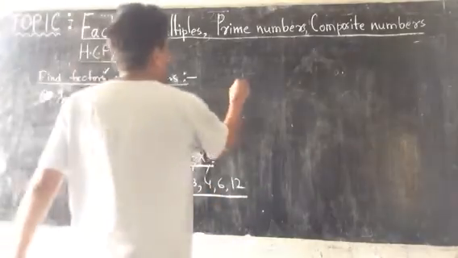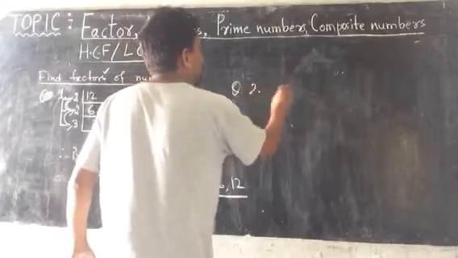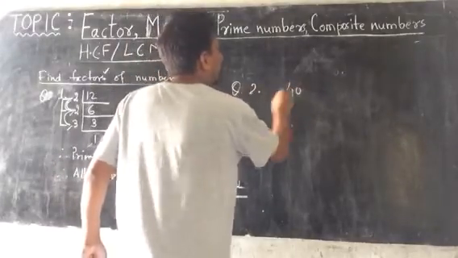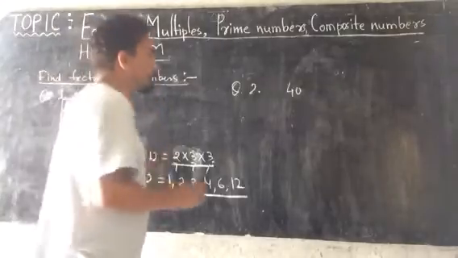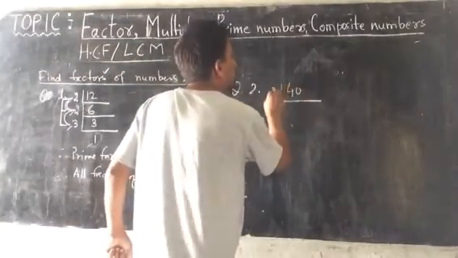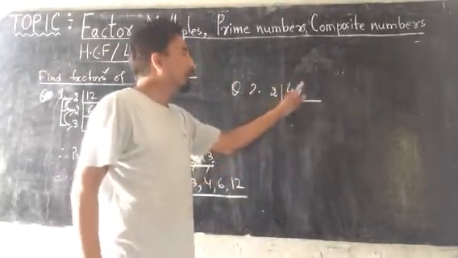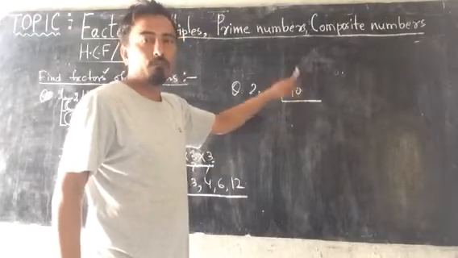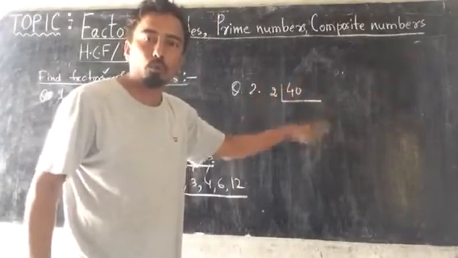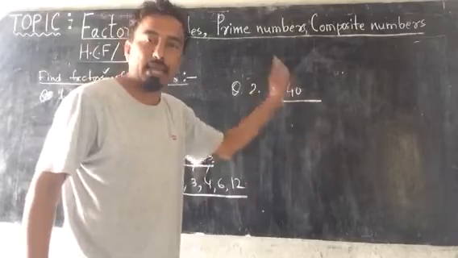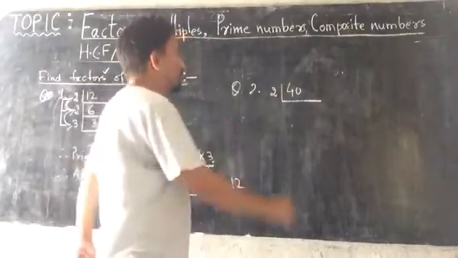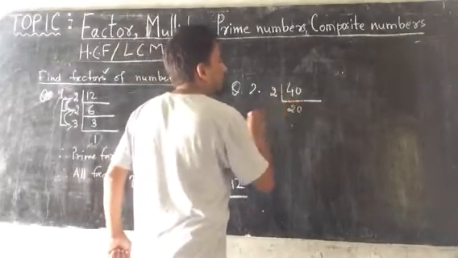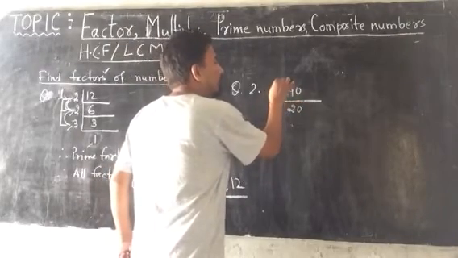The next question. Question number 2. Okay, 40. Let me find all the factors of 40. How to find? Very simple. You divide 40 by 2 because in 40, the ones digit is 0. If the ones digit is 0, 2, 4, 6, the number will be divisible by 2. I have already discussed this. First, you have to divide 4 by 2.